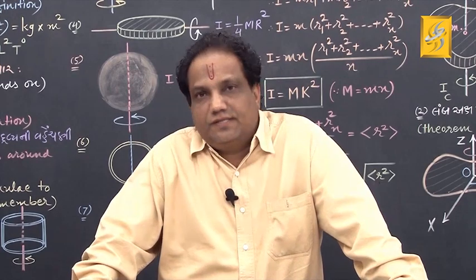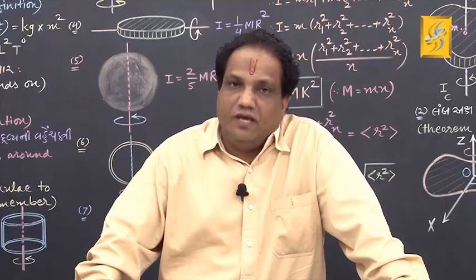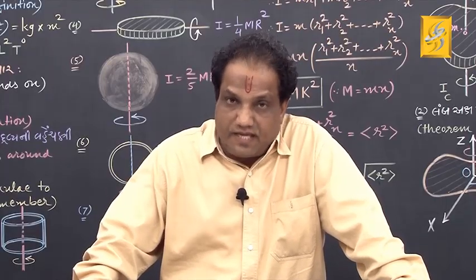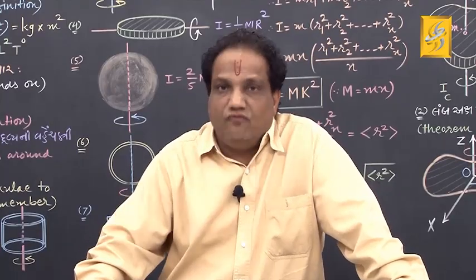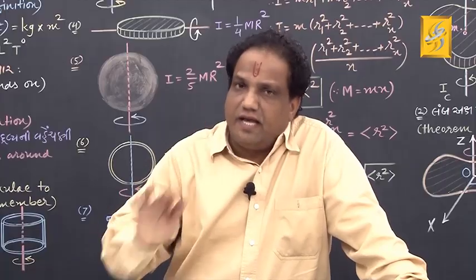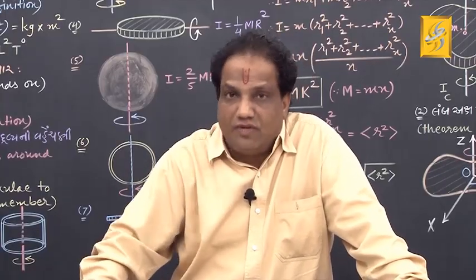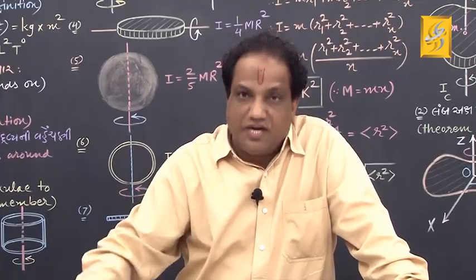Come on, my dears, let us proceed further in chapter number 2. If you remember, last time, in place of one long summation, we have adopted one symbol, capital I. And last time we had seen only the name of that quantity. The name was moment of inertia.